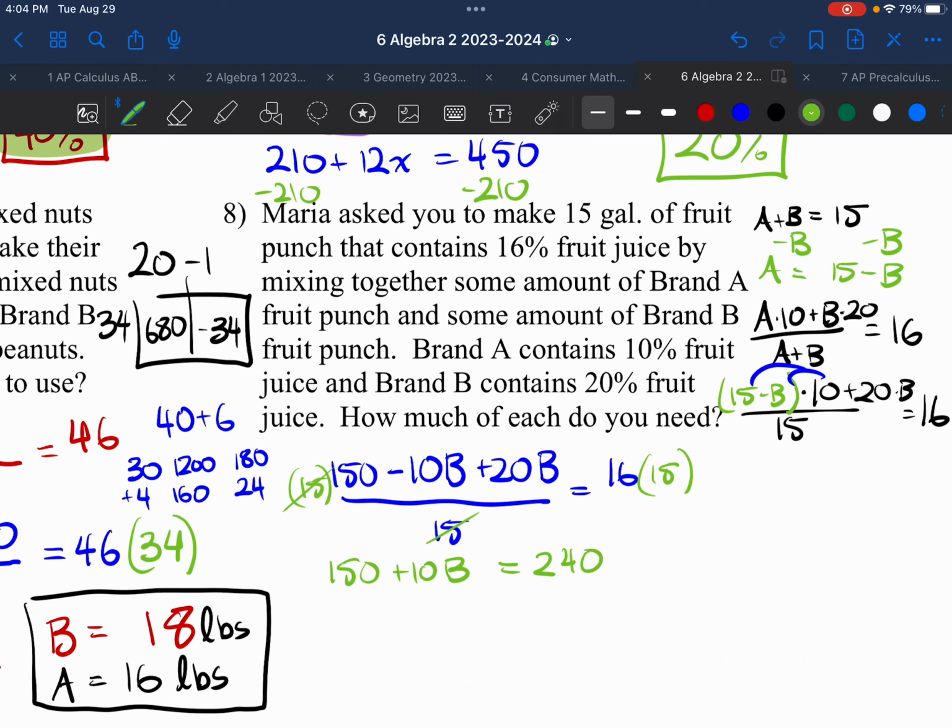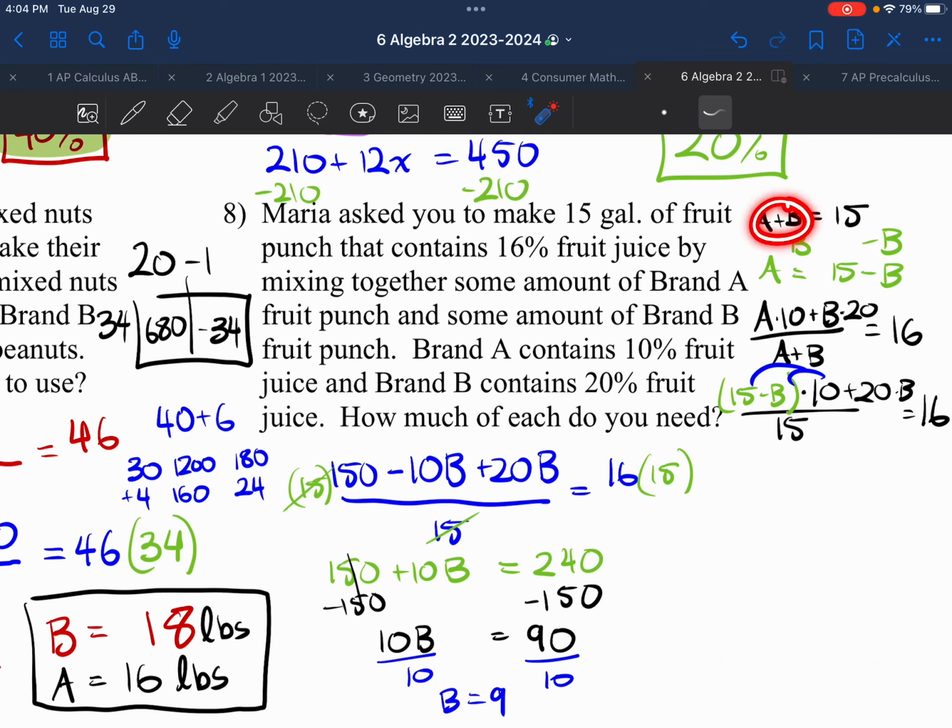And then from there, I'm just going to solve, right? I'm going to subtract 150, subtract 150, and that's going to go away. 10b is equal to 90. And then if I was about to skip a step, I'll slow down. Divide by 10, divide by 10, b is equal to 9. If b is equal to 9, which is a nice value, I feel like I probably didn't make a mistake. If b is 9, I know that they have to add up to 15.